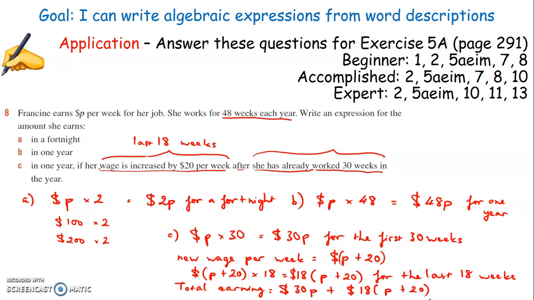Okay, so question 8, 8c, is quite a big question. The strategy is to break it down, translate bit by bit into algebra, and then at the end we just combine everything together. So I hope that this helps you with question 8 of exercise 5A.